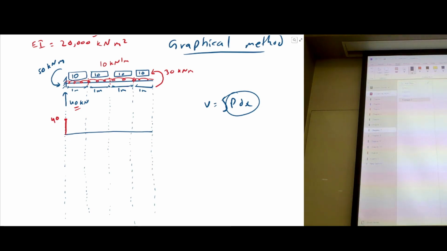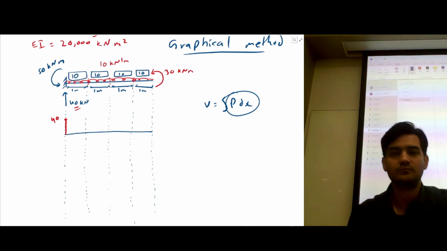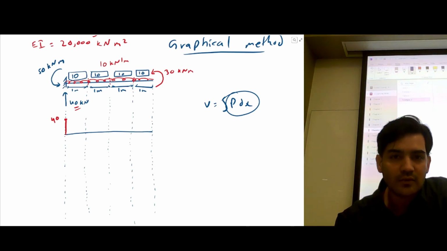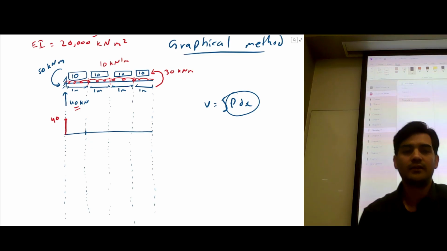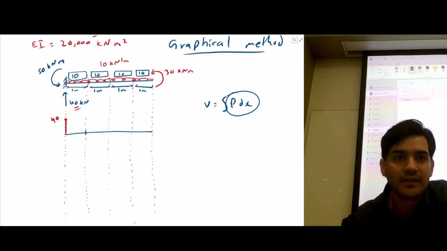So this is 10 kilonewton per meter, right? So 10 kilonewton per meter. At every meter, I have 10 kilonewton of force. So if you want to calculate shear force at this point, what we have to do is that we already have a shear force 40, and then we're gonna subtract this value 10. So 40 minus 10, you're gonna get 30.